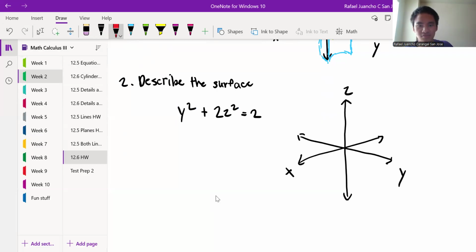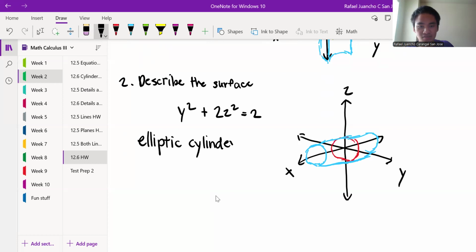The trace in the YZ plane will probably be some sort of ellipse. And then since x is 0, it's just gonna go somewhat infinitely. Okay, my drawing's bad. It looks like a log. So this is what we call an elliptic cylinder. We say cylinder because this goes infinitely in the x-axis. So it's an elliptic cylinder.